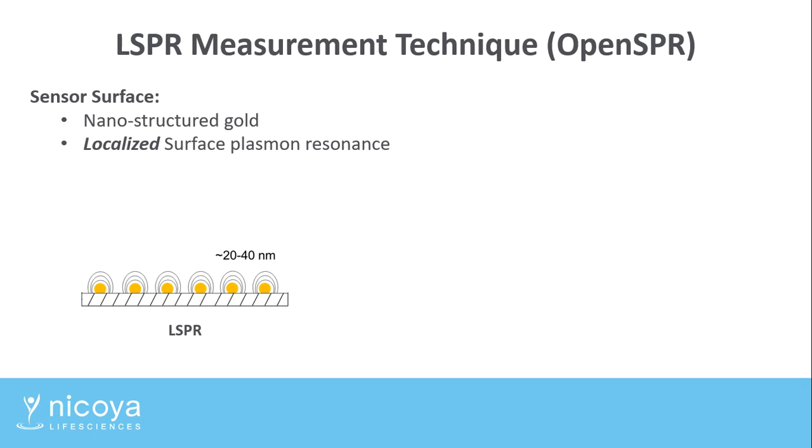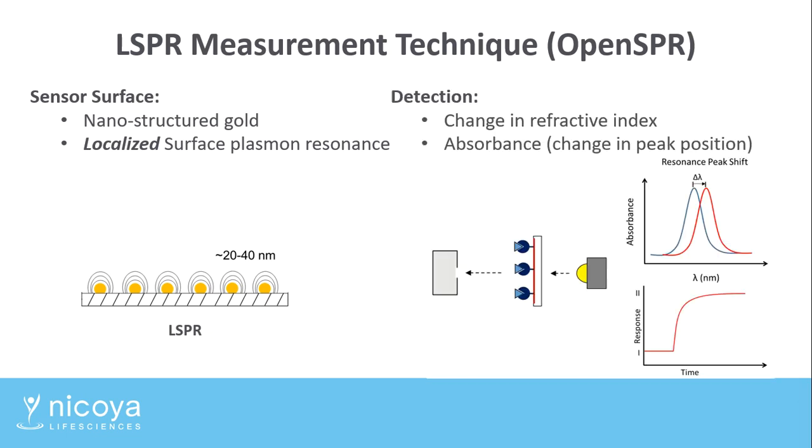Now, with this new sensor technology, we are able to greatly simplify the optical detection technique that's required to monitor the binding interactions on the sensor. And this is why our instrument is much lower in cost and much smaller in size compared to traditional SPR instruments. So we employ the use of a very simple and robust transmission optical detection technique.